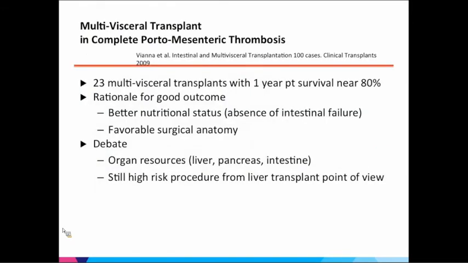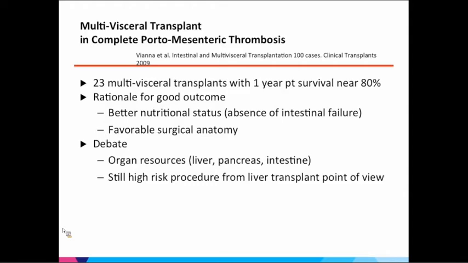So the only real paper looking at outcomes for multivisceral transplant, and this is the group with the most experience in this operation, at Miami. There are several programmatic and logistic and organ allocation reasons why they have this experience, but they reported 23 multivisceral transplants. This was from their time in Indiana, though the practice is not much changed or different between Indiana and Miami now, but they reported 23 multivisceral transplants with 1-year patient survival that was pretty good at 80%, and they suggested that non-cirrhotic patients especially would do well with this.